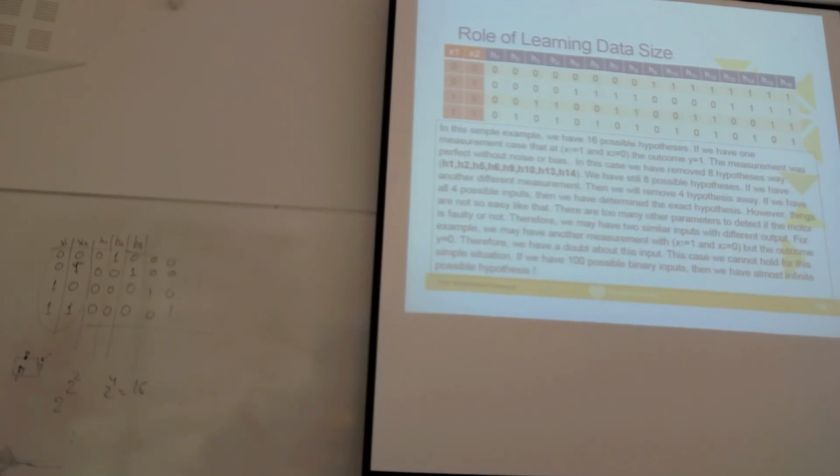You can think about the situation if you have 3 attributes, then we will have 2 to the power 3 cases. So 2 times 2 times 2 is 8. And then the number of hypotheses will be 2 to the power 8, so we will have 256.